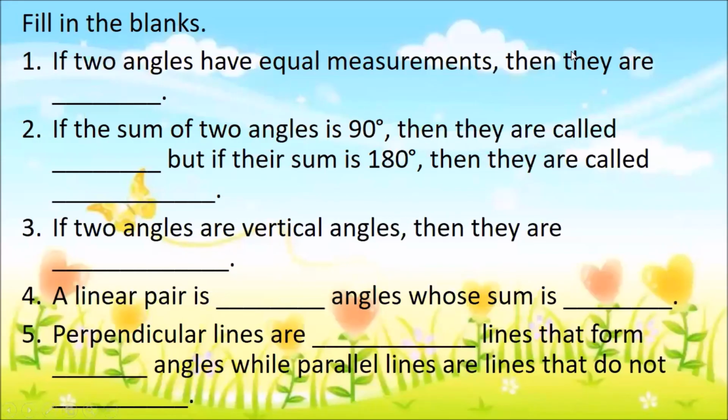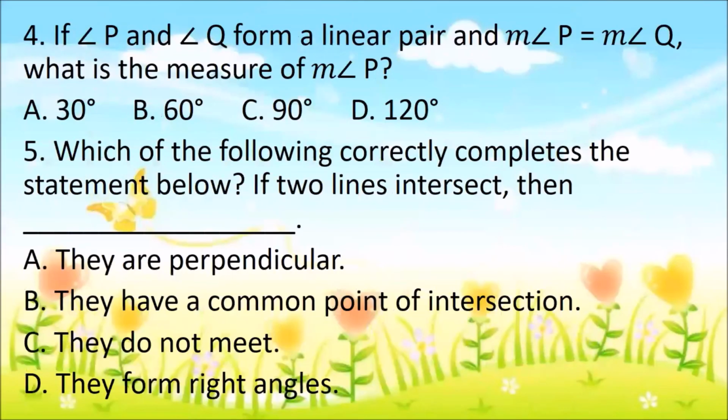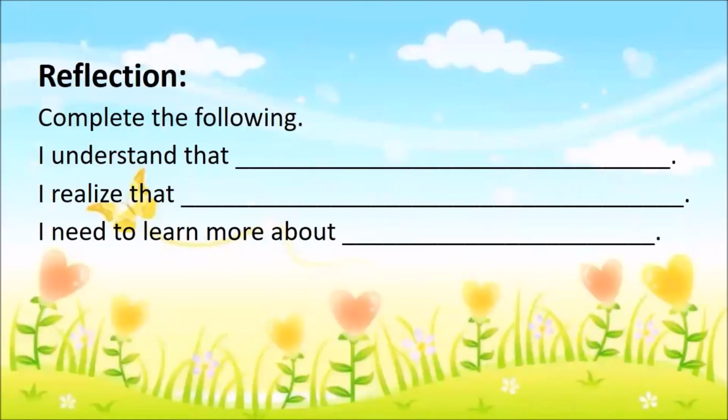For the next activity, fill in the blank, so you need to complete the statement, that is 1 to 5. Then for the quiz, write the letters only, 1 to 5 also. Then for the reflection, complete the following: I understand that, I realize that, and I need to learn more about.